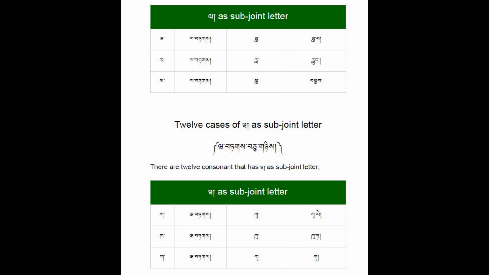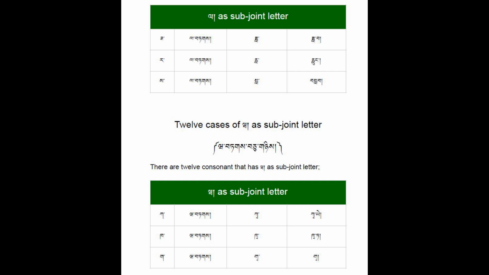So these are the 6 cases where you have la as a subjoin. So these are the 6 consonants which have la as the subjoin letter. Ka, kha, ga, pa, ba, ra, sa.